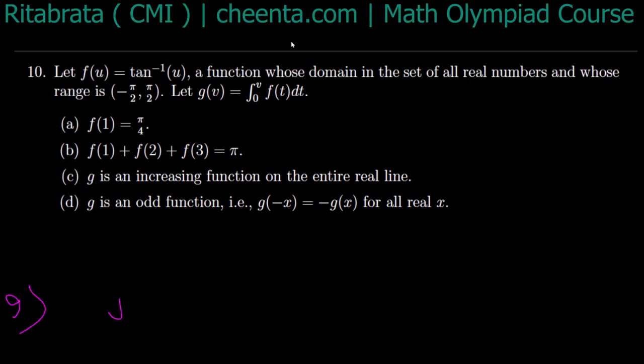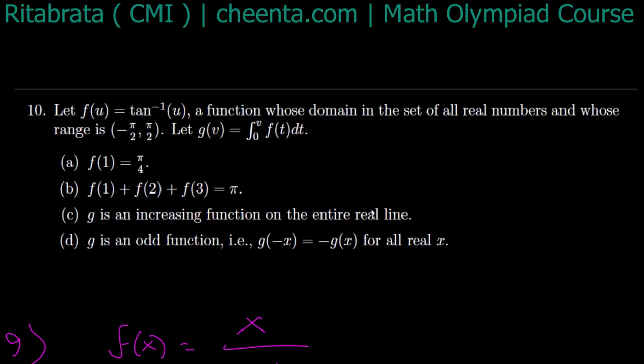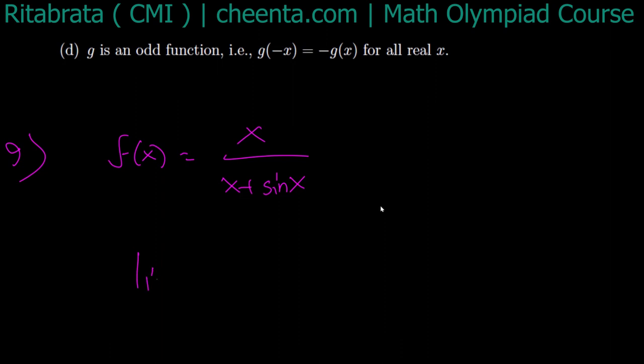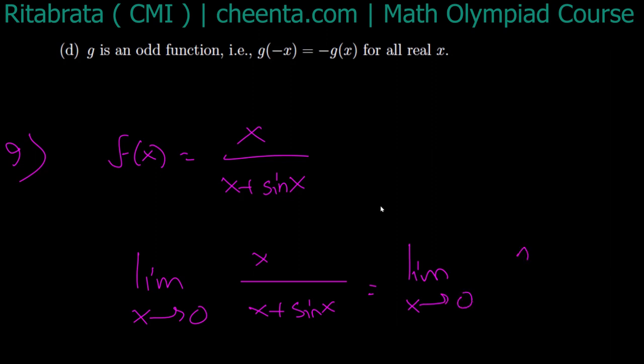For the first question, f(x) equals x by x plus sin x. And limit x tends to 0, f(x) is just what? Limit x tends to 0 of x by x plus sin x is just limit x tends to 0 of 1 by 1 plus sin x by x. You know that sin x by x goes to 1 as x tends to 0. So this limit is just 1 by 1 plus 1, that is half.